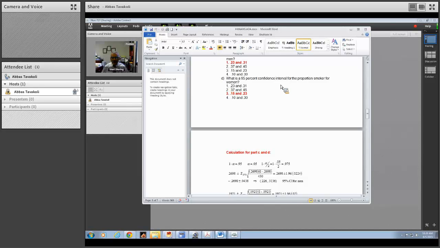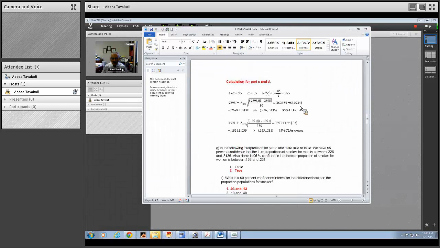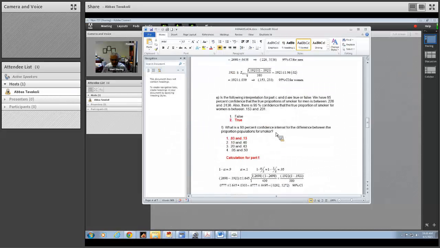And this next part is for women, calculated the same way. Basically, the only thing different here is the variance. The reliability coefficient stays the same, with 0.1921, and then when you calculate that, you get 0.153 and 0.231. Now, is the following interpretation for parts C and D true? Again, we are 95% confident that the true proportion is between these values for men and for women between those values, and this is correct.